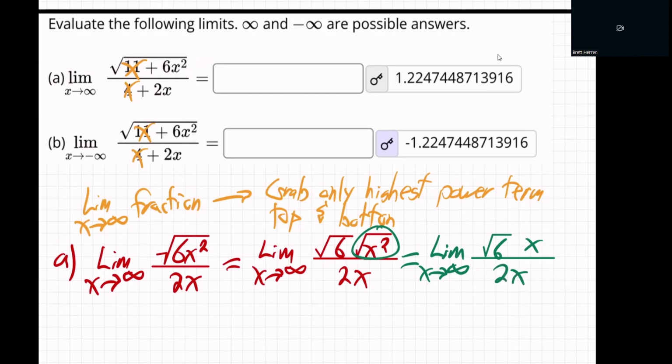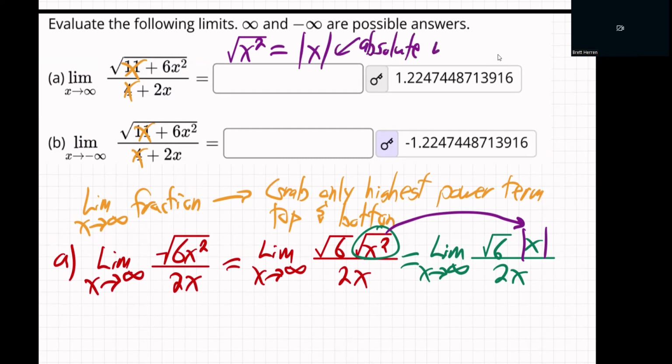Well, no, that's actually not true. You know what it is actually? It's actually the absolute value of x. Now, let's pause right there. That's the most important point of this example. That the square root of x squared is equal to the absolute value of x, not just x, not just x. And that'll change some answers.